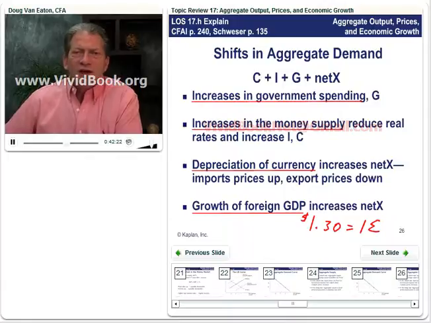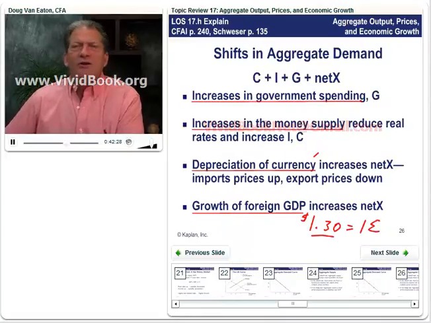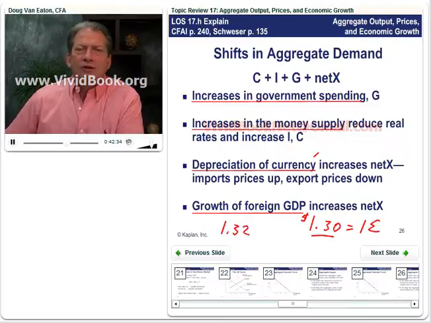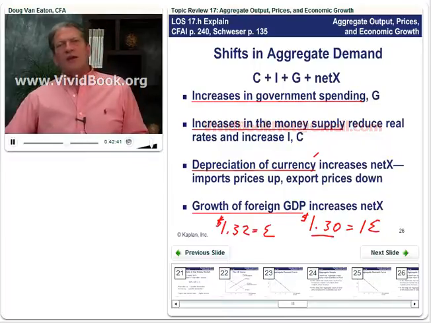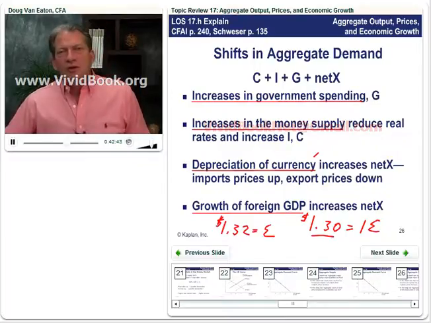Well, if the US dollar depreciates, that means this number goes up. If the US dollar gets less valuable relative to the euro, then maybe it takes $1.32 to buy a euro. So an increase in that number right there, that's a depreciation of the currency.